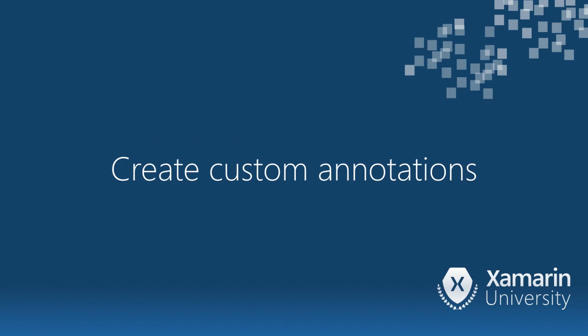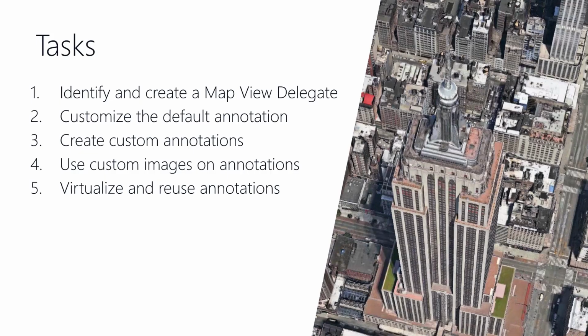We'll start by exploring how to customize the appearance of our annotations. To do this, we're going to learn how to use a map delegate protocol, which can be used to receive and respond to map-related update messages. Then, we'll explore several techniques for controlling the visualization of our annotations.